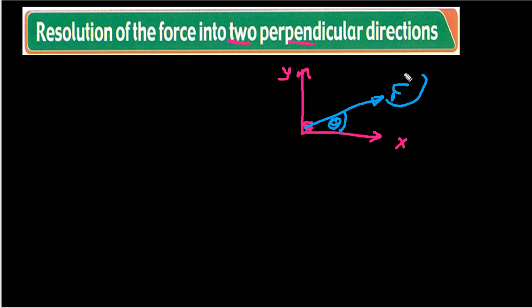وكنت عشان أعمل resolving لل F دي وألغي ال F خالص، كنت بجيب component in the direction of OX كنت بسميها F cosine theta، و in the direction of y كنت بقول عليها F sine theta. نفس الكلام أنا لو عندي inclined plane.